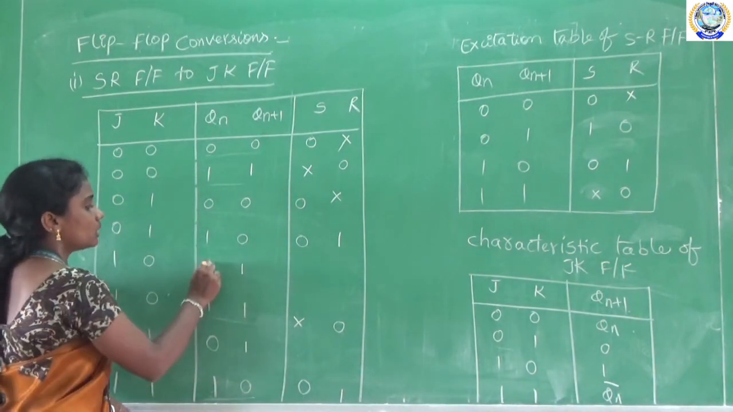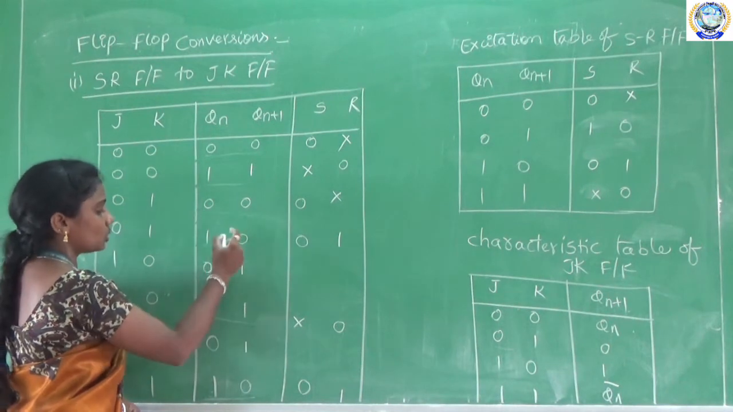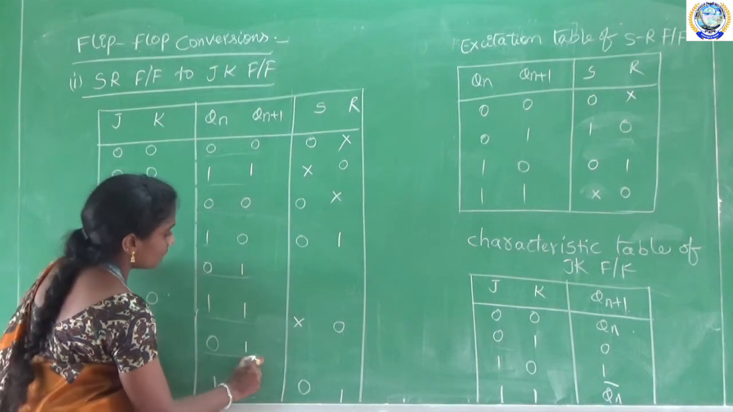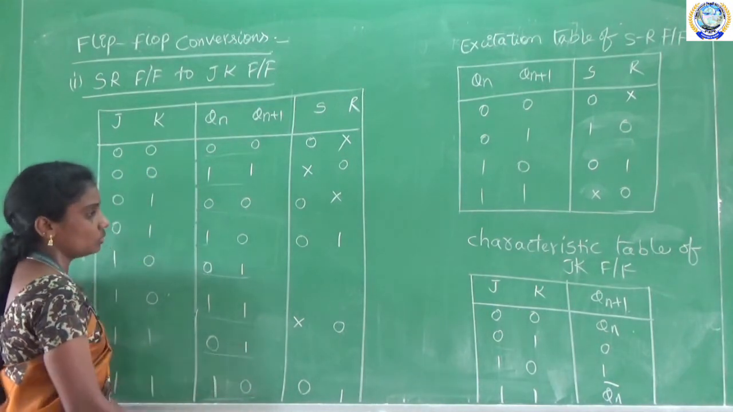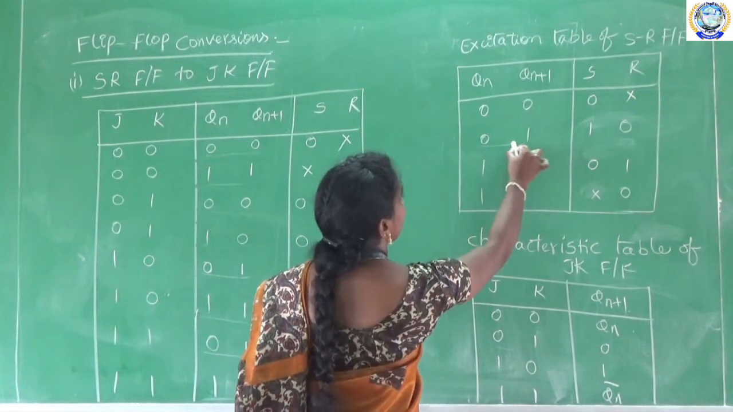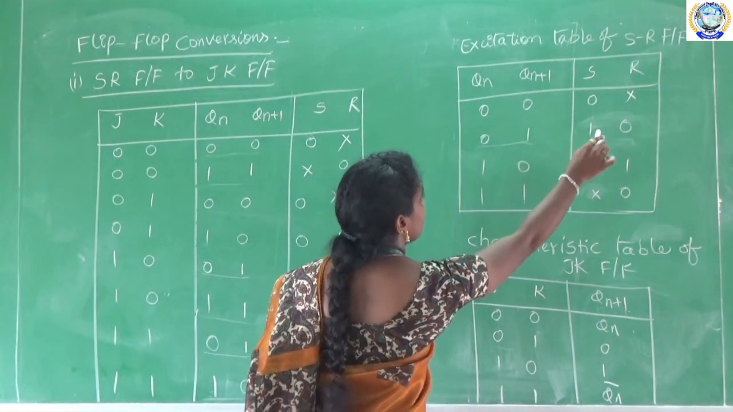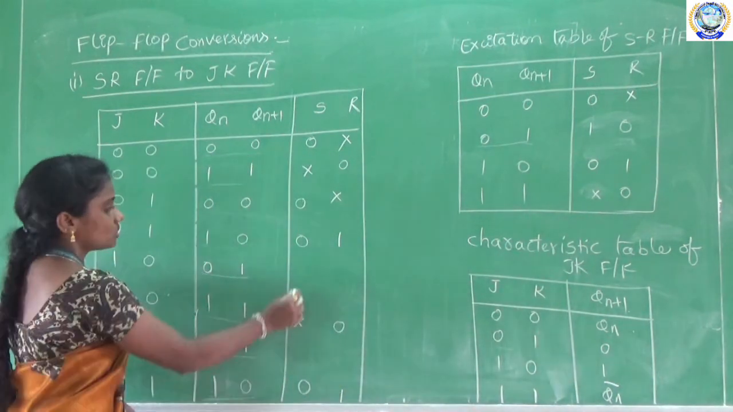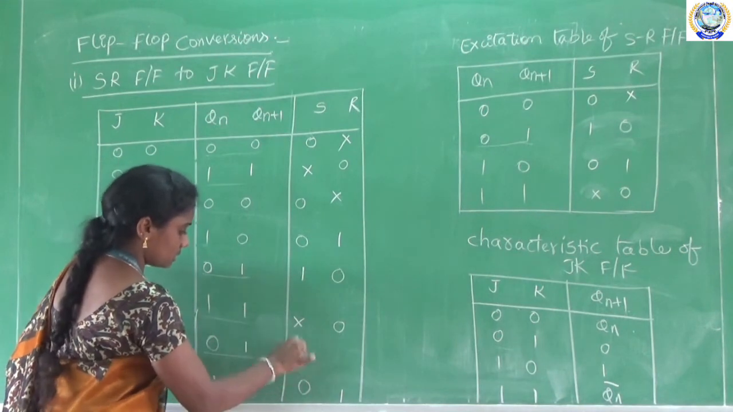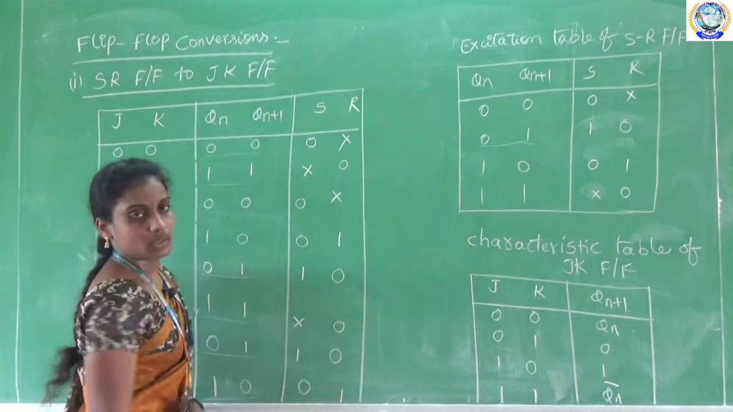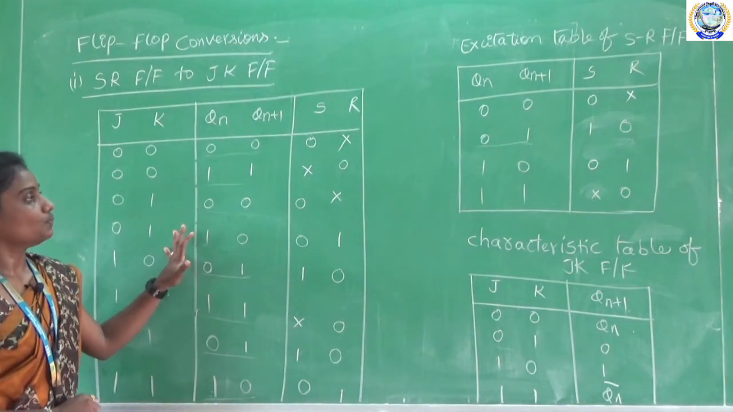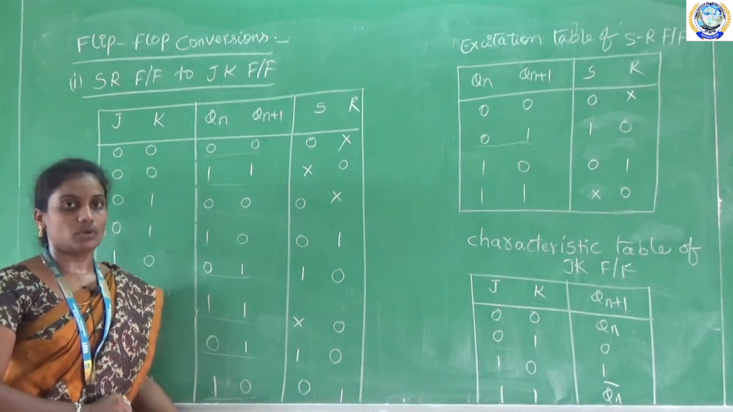Next, we need to consider this one, Qn equal to 0, Qn plus 1 equal to 1. Again we are having Qn equal to 0 and Qn plus 1 equal to 1. If we observe the 0, 1 condition in the excitation table, S equal to 1, R equal to 0. So here, S equal to 1, R equal to 0. Similarly here, S equal to 1, R equal to 0. So in this way, we can convert one type of flip-flop into another type of flip-flop.